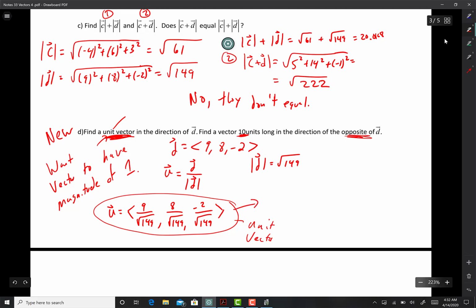Yay! So look how smart you guys are. All we got to do is my new vector is just -10 times my u. And that's it. That's all you're doing. So here's my new vector, guys. I'm just going to multiply all these numbers in the top by -10. So -10 times 9 is -90 over the square root of 149, comma, -80 over the square root of 149, comma, and then +20 over the square root of 149. And then close it with your chevron.